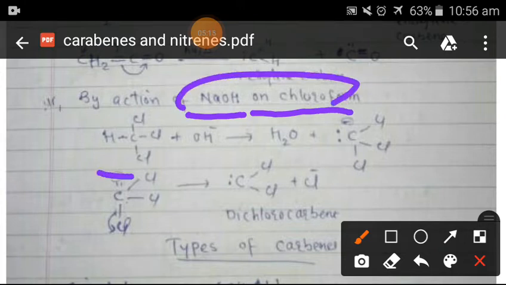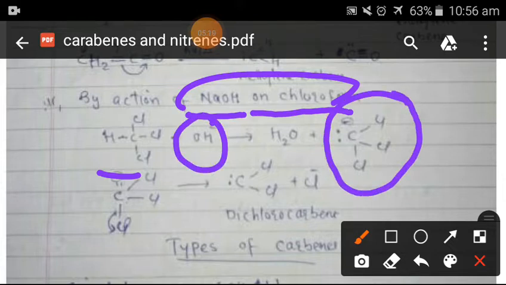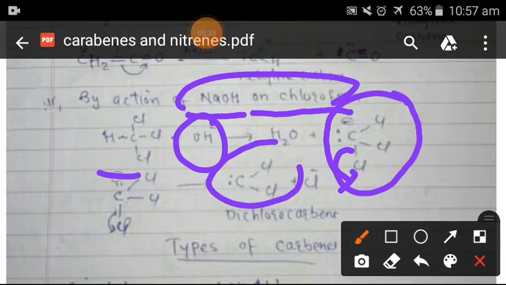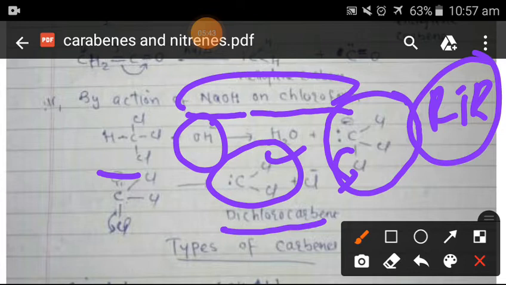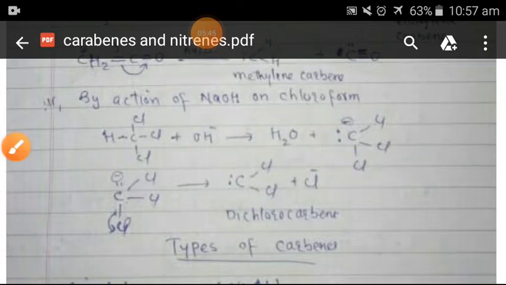Chloroform in the presence of base gives trichlorocarbene, but further one of the chlorine atoms gets eliminated here. As a result, this forms dichlorocarbene, which acts as an electrophile in the Reimer-Tiemann reaction. Clear? You will study it in 12th class.